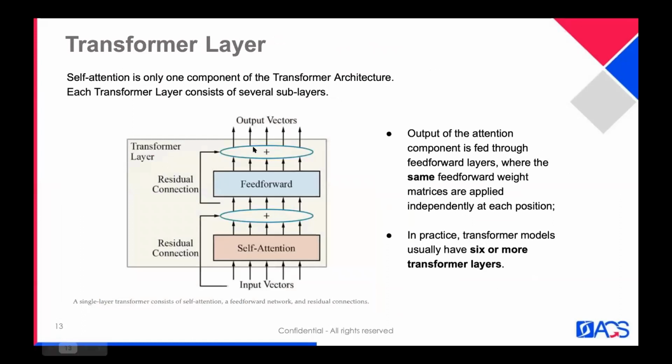The attention mechanism is not the only component of the transformer architecture. In each transformer layer, we also have the residual connection, to prevent the vanishing gradient problem, and we also have the feed forward layer. Usually we have 6 or more of these transformer layers in one model.